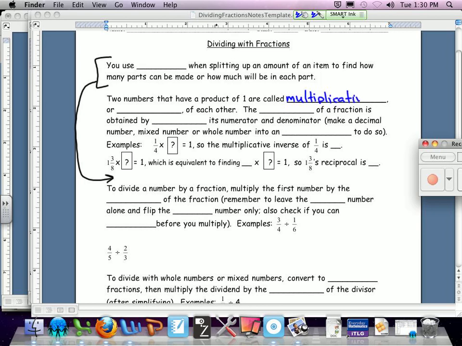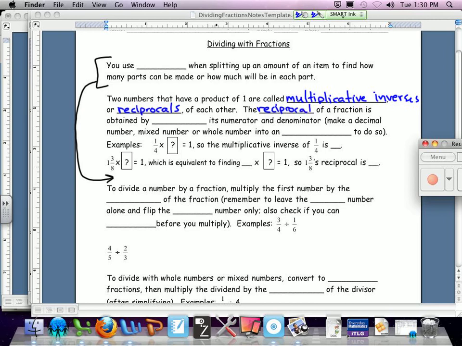Multiplicative inverses, or more commonly just called reciprocals of each other. So they multiply together to get the multiplicative identity, where any number times 1 equals itself. So the reciprocal of a fraction, if it's already in fraction format, you just flip it. You switch the numerator and denominator.